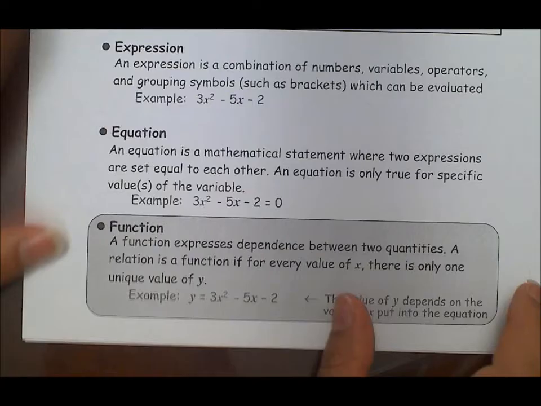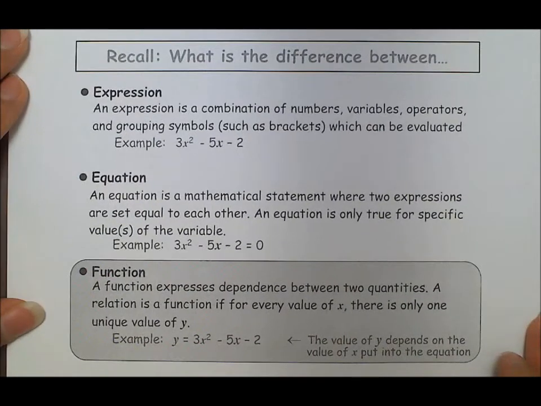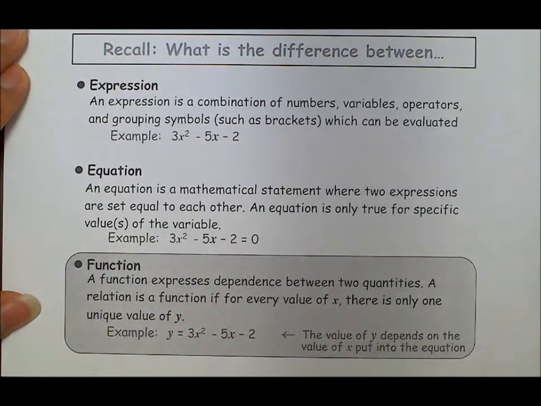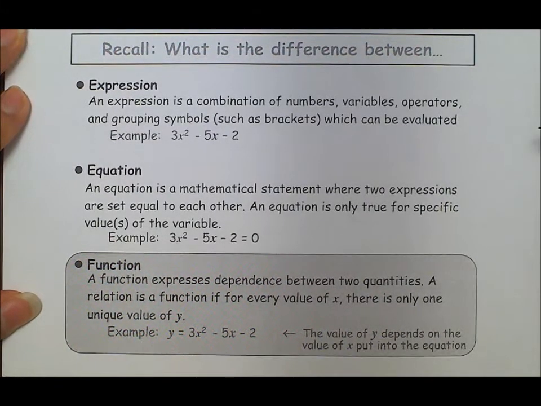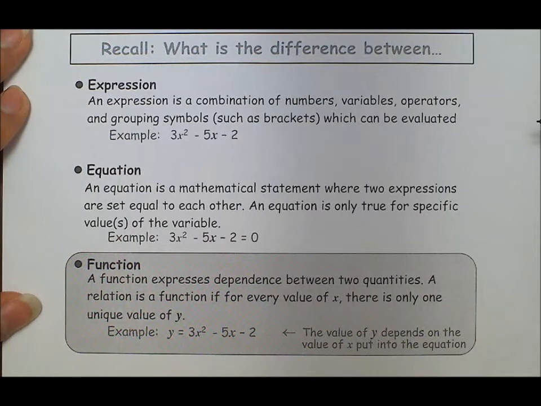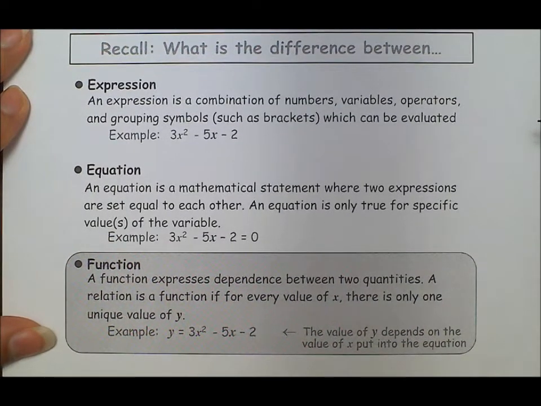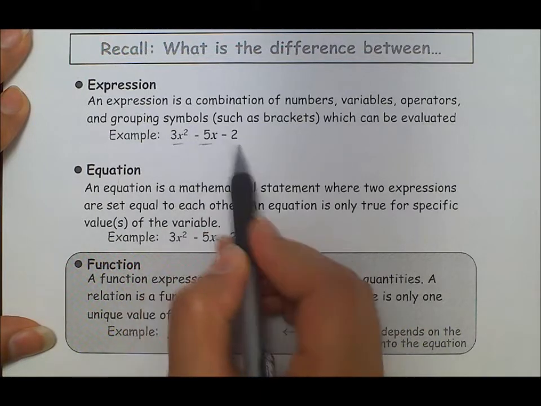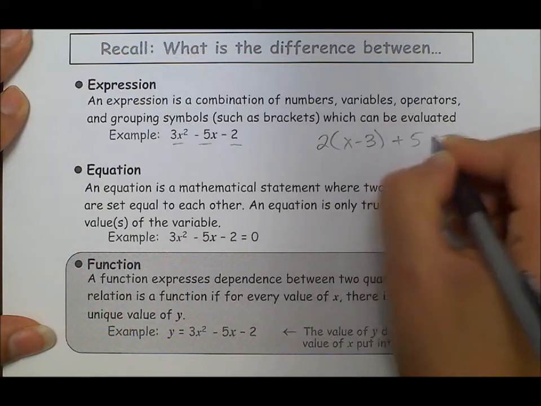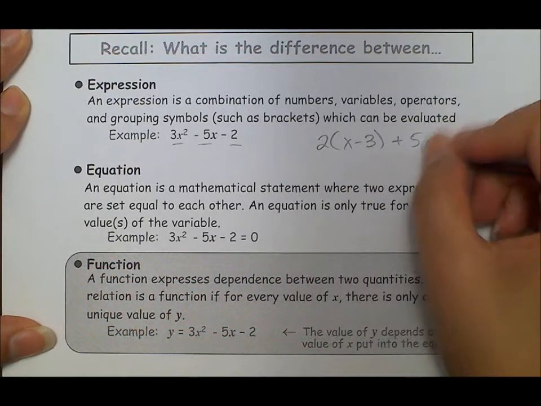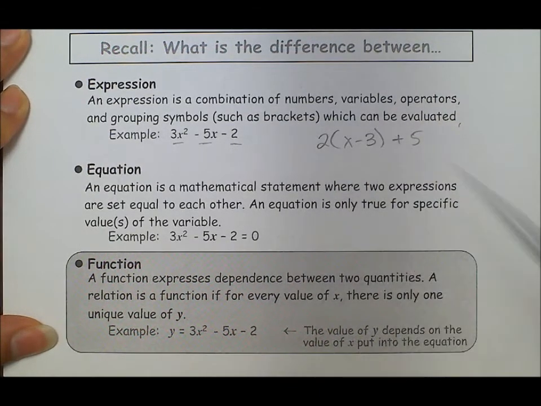Okay, so just a review of some of the terms that you learned yesterday. First of all, an expression is a combination of numbers, variables, operators, and grouping symbols such as brackets, which can be evaluated. So you'll notice that it's just a bunch of terms. You can also have something that looks like this. This is also an expression. You'll notice that this one has a set of brackets in it.